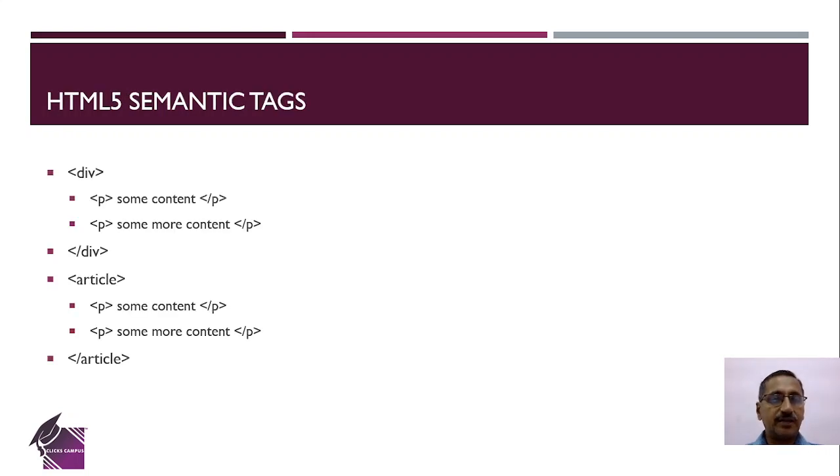Then I think we discussed HTML5 semantic tags. In fact, a div is not a semantic tag, but article is a semantic tag. I wanted to show you the difference. When you say div with some paragraphs, it does not convey some meaning. It can be anything; the division may contain any kind of paragraph. But when I say an article and within it I have two paragraphs, then this element says what I have inside is with respect to one particular article. The article may be a newspaper article or a blog article, whatever it is.